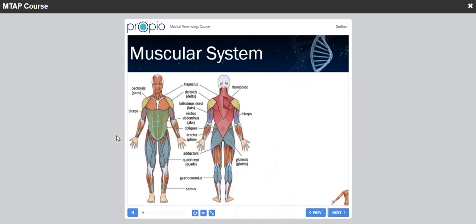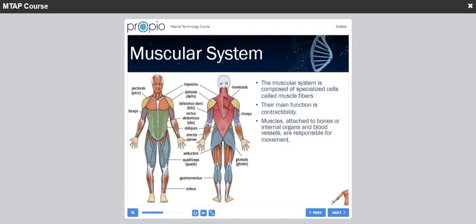Muscles attached to bones or internal organs and blood vessels are responsible for movement. Nearly all movement in the body is the result of muscle contraction. The main muscle underneath the lungs that is involved in breathing is called a diaphragm. Let's talk about the essential parts of the musculoskeletal system.